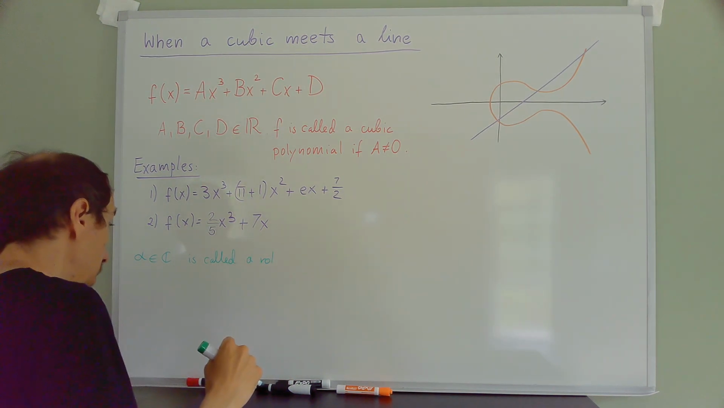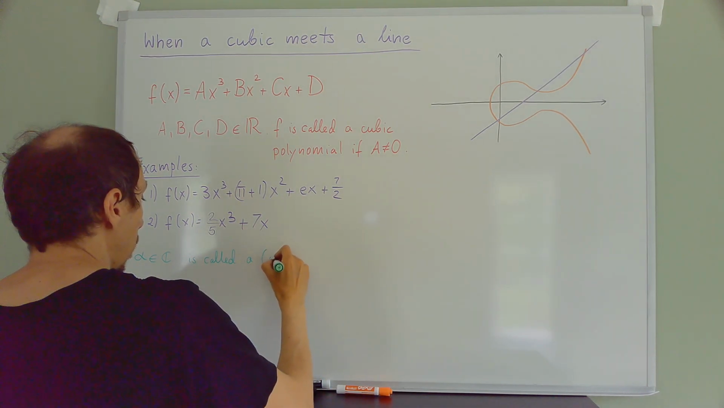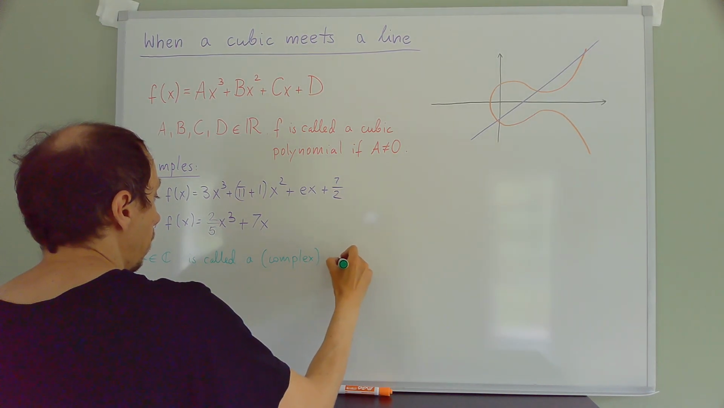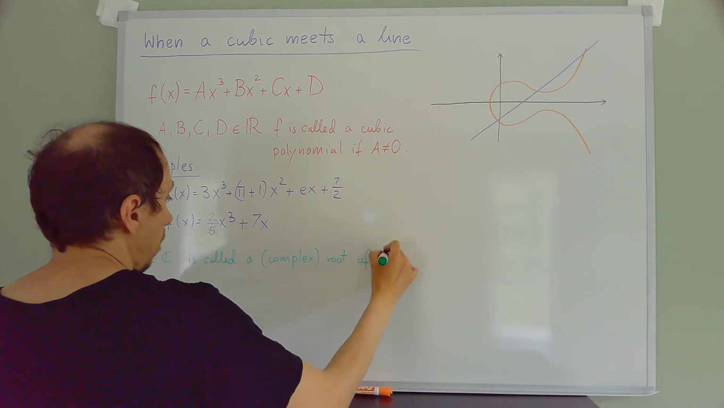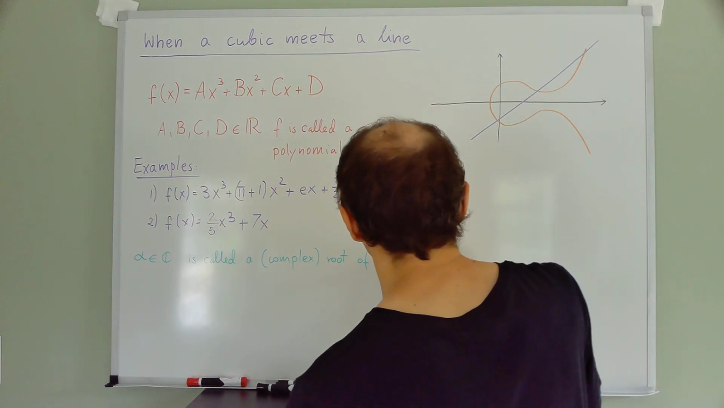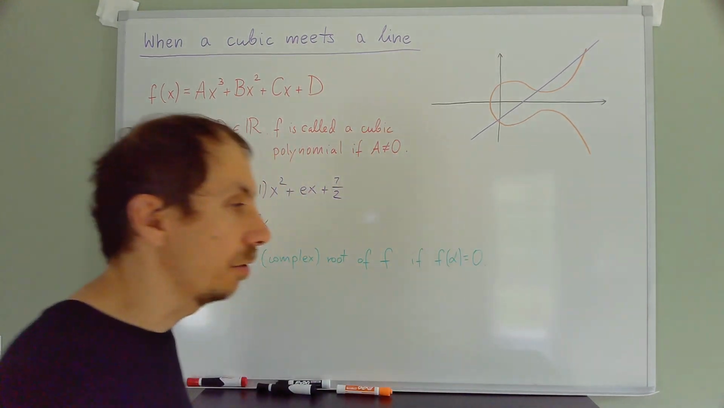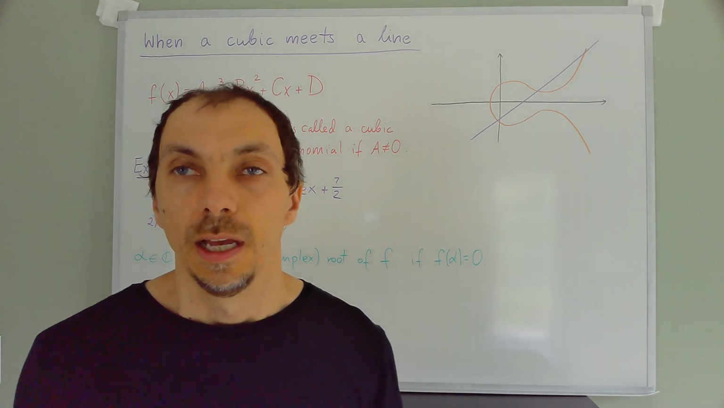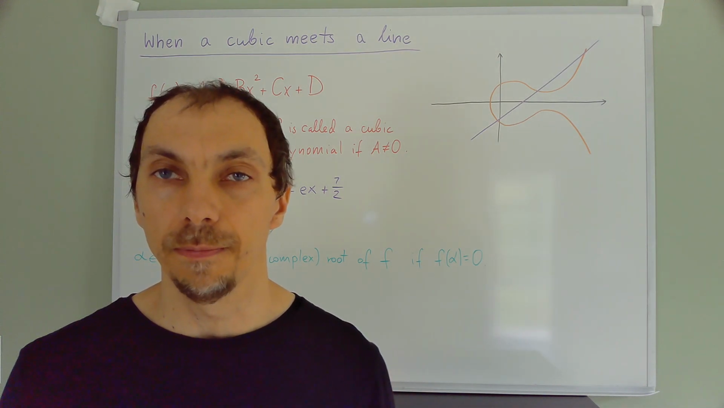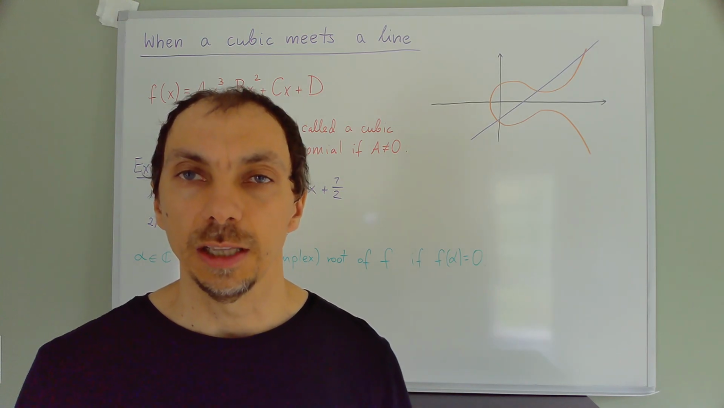A root, or a complex root, of f if f of alpha is 0. And so how many complex roots can a cubic polynomial have? You know that's at most 3.